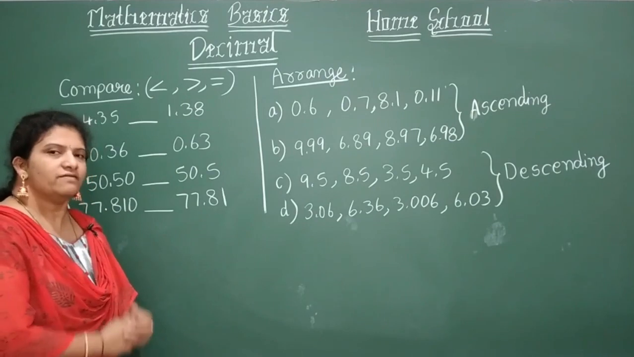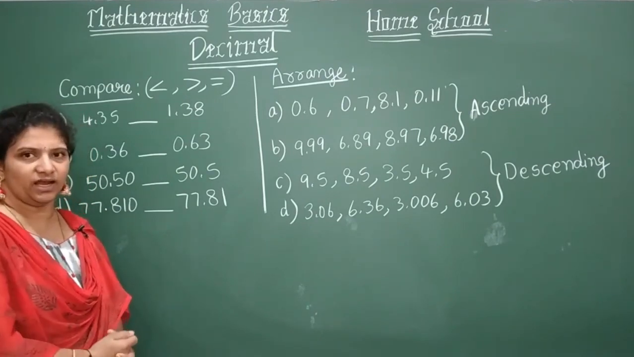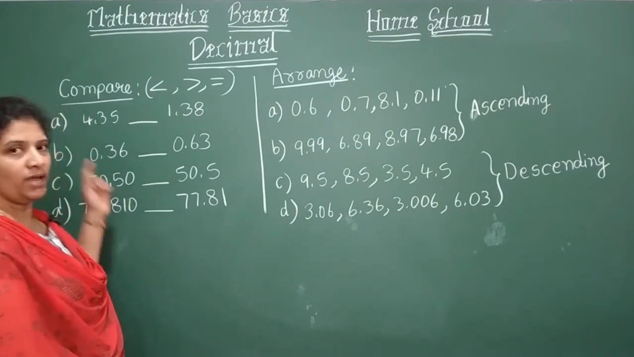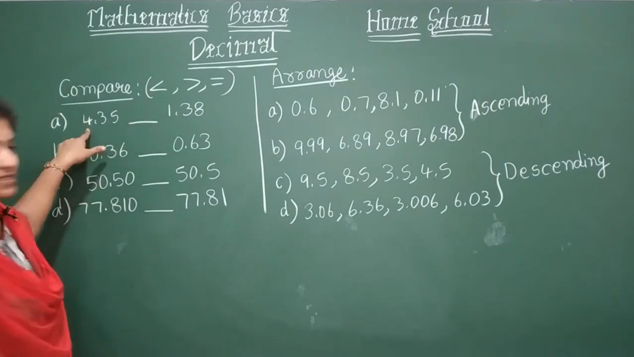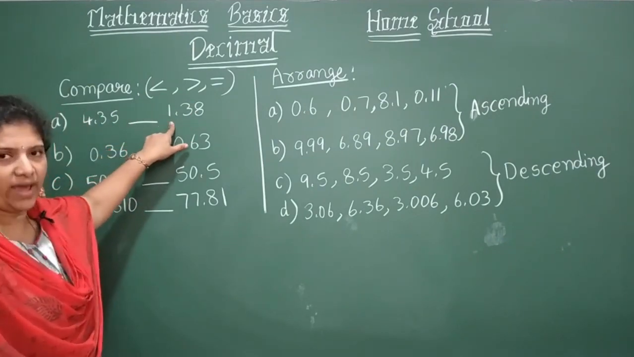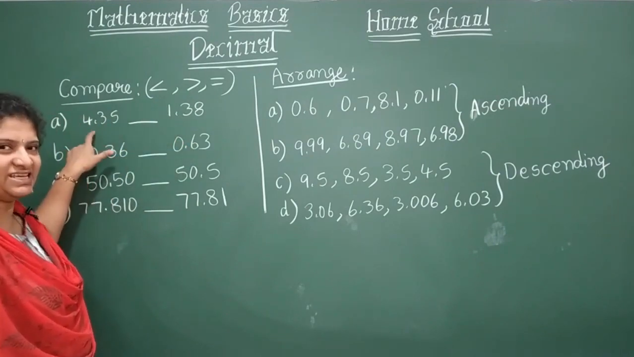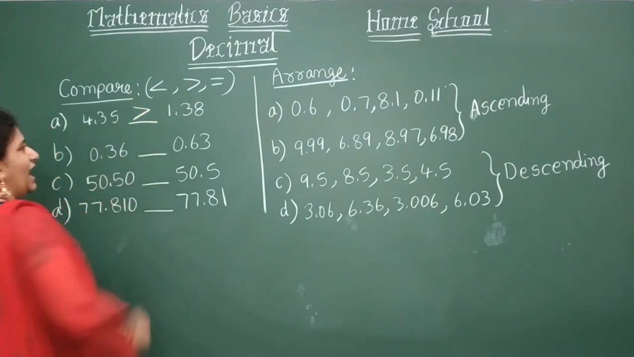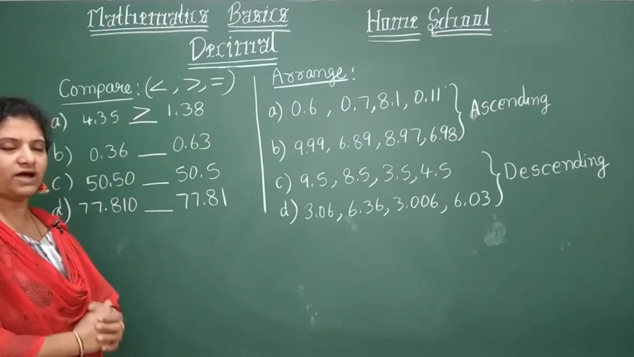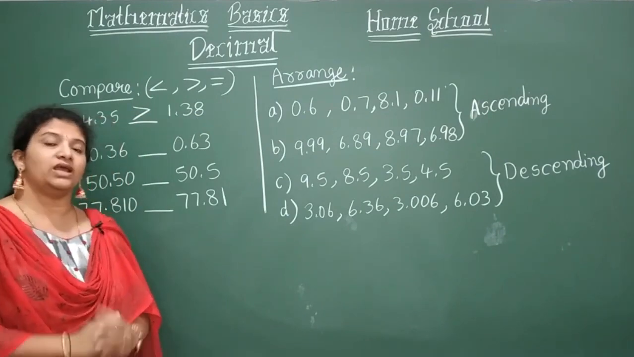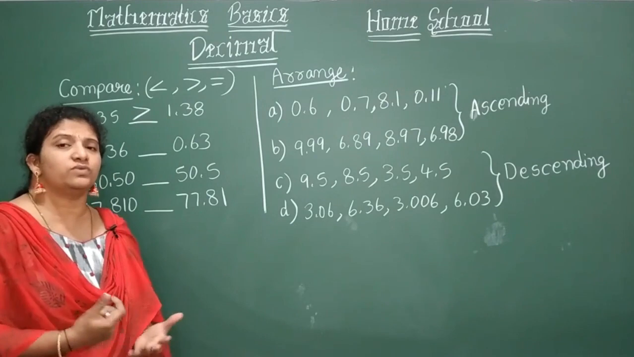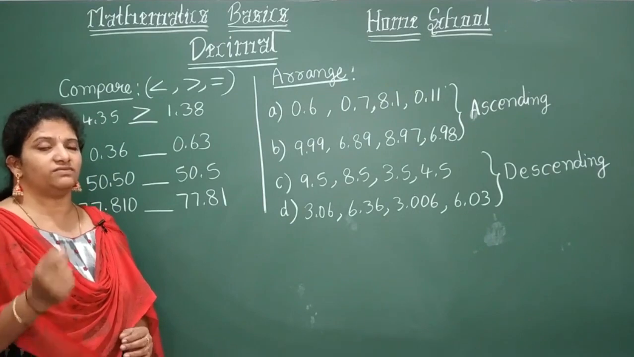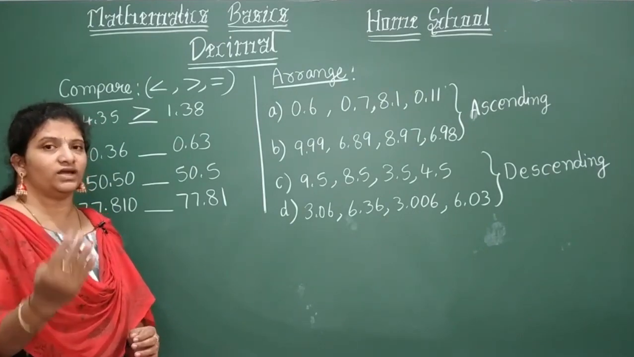How do you compare? First, we try to know how do we compare, right? So first thing you need to do, first check out the whole number part. See the whole number part in both the decimals. Here it is 4 and here it is 1. Which is greater? Yes, this is greater. So directly you can say 4.35 is greater than 1.38. So observe here, children. Suppose when your whole numbers are same, then which one we need to observe? We need to compare for the decimal part. Start from the digit which is towards the right side of the decimal.